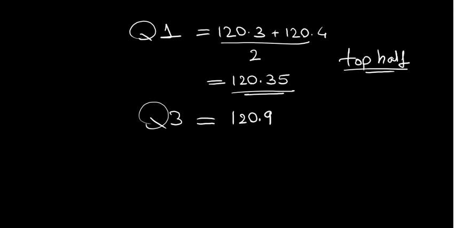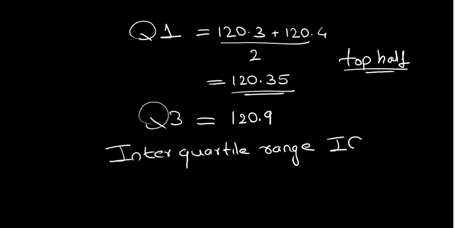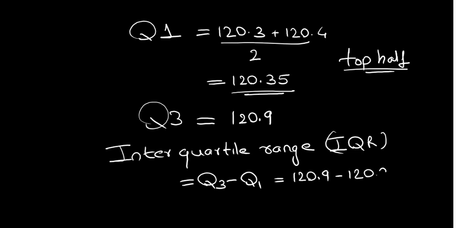And you can also find what is called the interquartile range, abbreviated as IQR, and this is nothing but Q3 minus Q1. In this case it is 120.9 minus 120.35. You can find out the interquartile range. I have to do it: 120.9 minus 120.35. So this is the interquartile range.